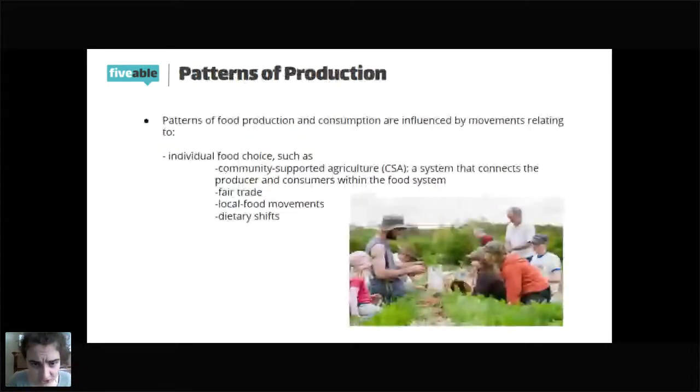Patterns of production and consumption are influenced by movements relating to individual food choice, such as community-supported agriculture systems, fair trade, and local movements. Okay, so you see a lot of patterns of agriculture changing because of what people actually want to eat, a lot of it because of ethical reasons, like fair trade, for example.